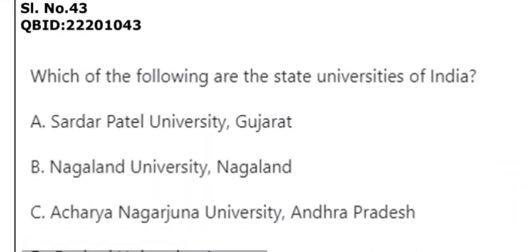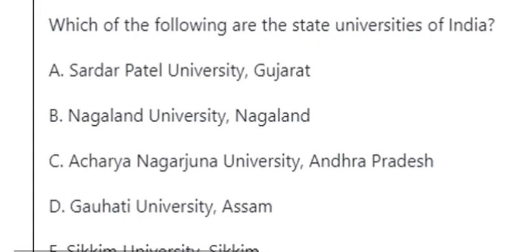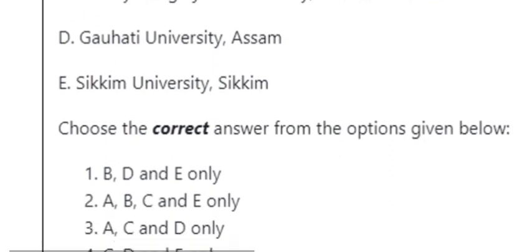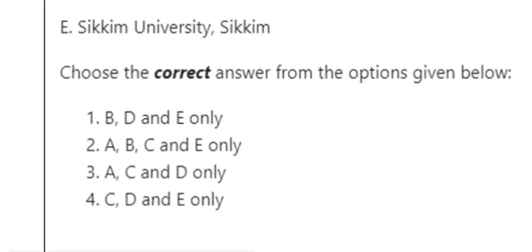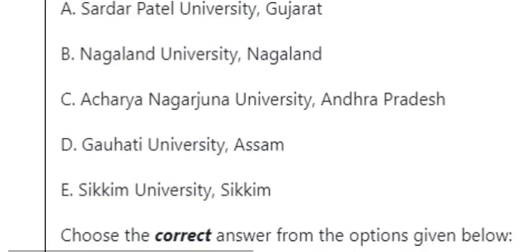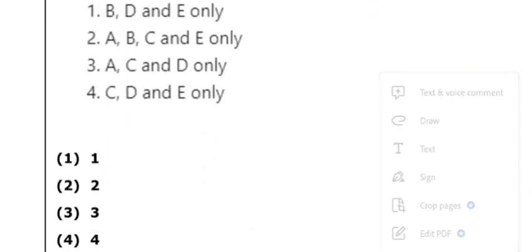Which of the following are state universities of India? A, Sardar Patel University, Gujarat; B, Nagaland University, Nagaland; C, Acharya Nagarjuna University, Andhra Pradesh; D, Guwahati University, Assam; E, Sikkim University, Sikkim. The options are: B, D, and E; A, B, C, D, and E; A, C, and D only; C, D, and E only. For question 43, the correct option will be number C, A, C, and D.